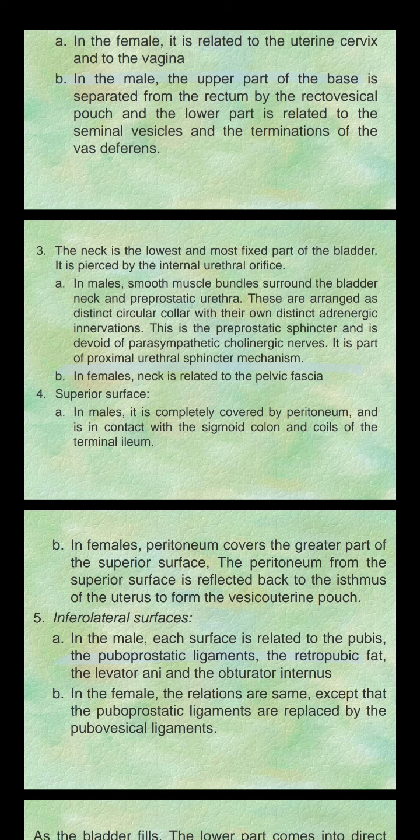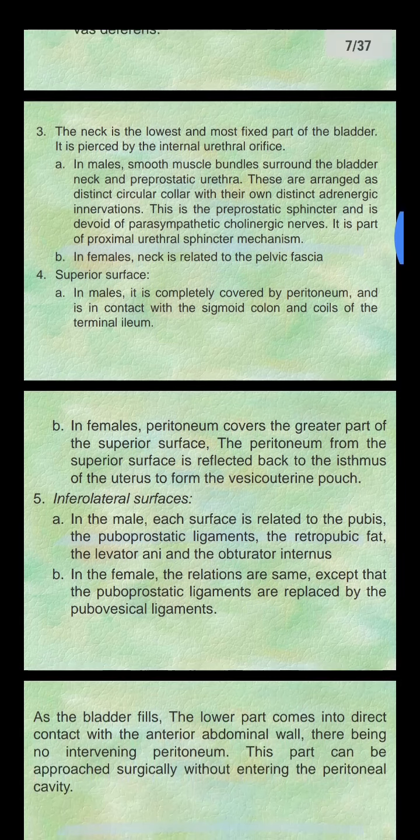Then in females, the peritoneum covers the greater part of the superior surface. So the superior surface is completely covered with the peritoneum. From the superior surface it is reflected back to the isthmus of the uterus to form the vesico-uterine pouch. The peritoneum, as it covers the bladder, folds and reflects backwards and forms a pouch known as the vesico-uterine pouch.